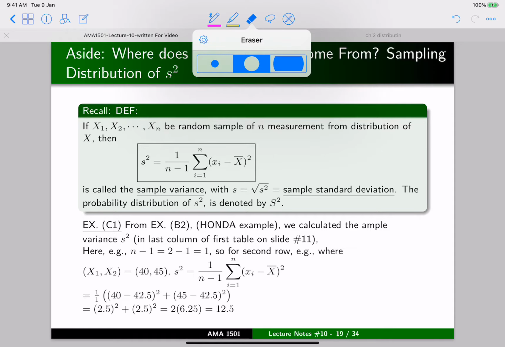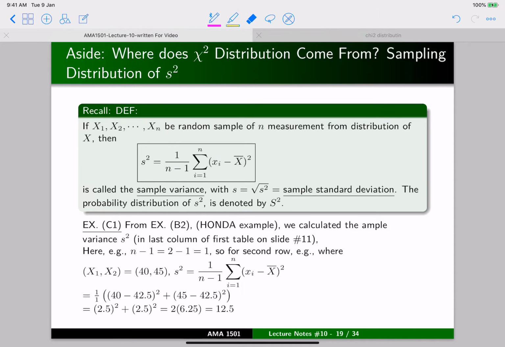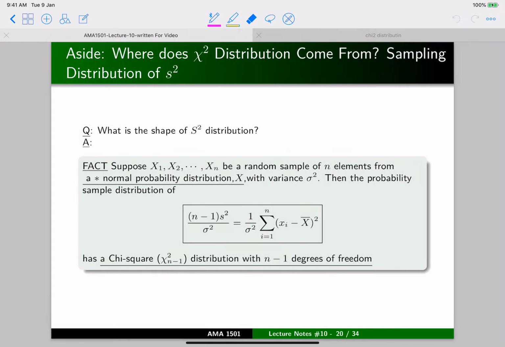Well, basically, we know that the sample means follow a normal distribution and sample proportions also follow the normal distribution. There's something called a sample variance. Remember, the sample variance is the sum of the difference between the observed value minus the mean, over n minus 1. In fact, the sampling distribution of the sample variance follows a chi-square distribution with n minus 1 degrees of freedom.